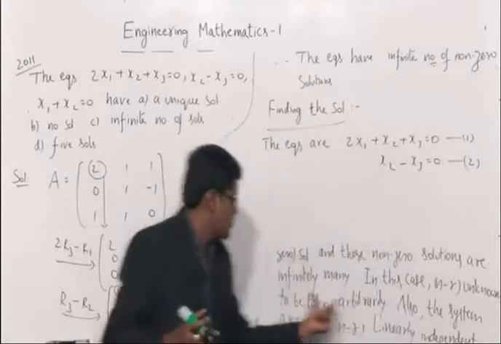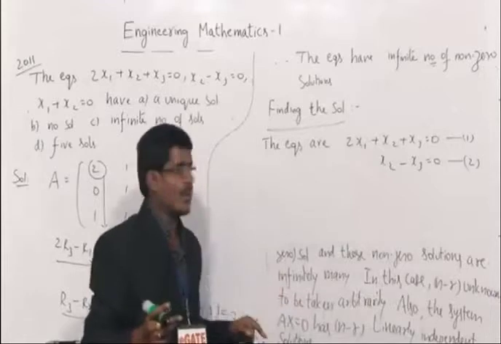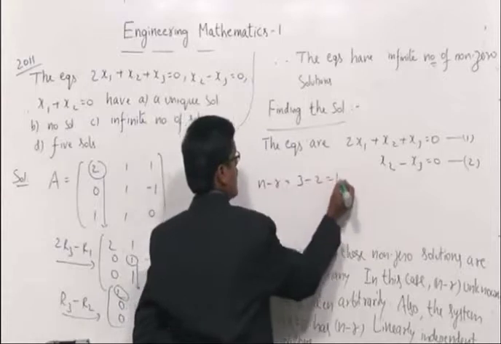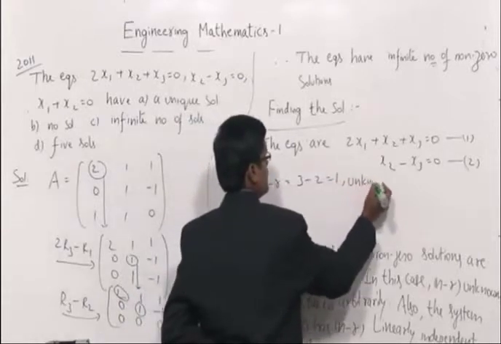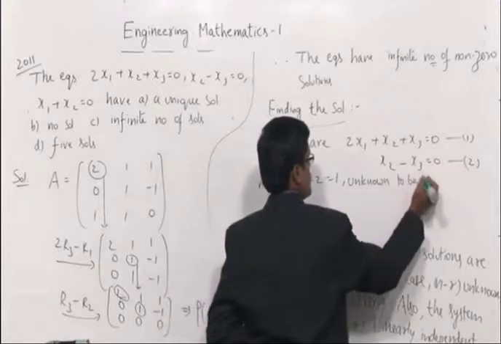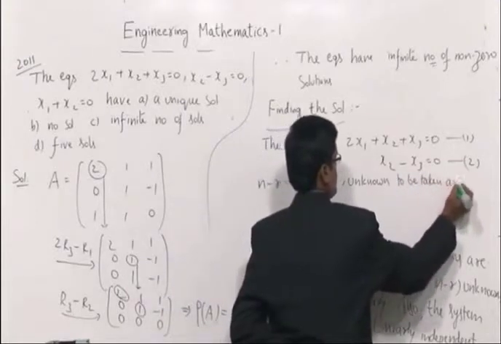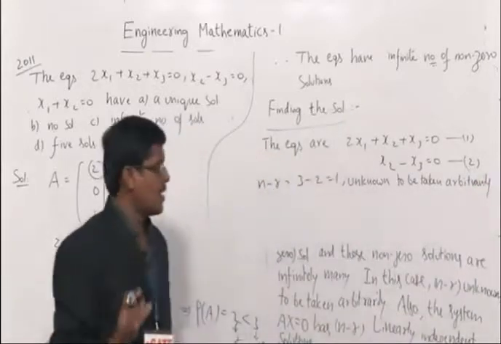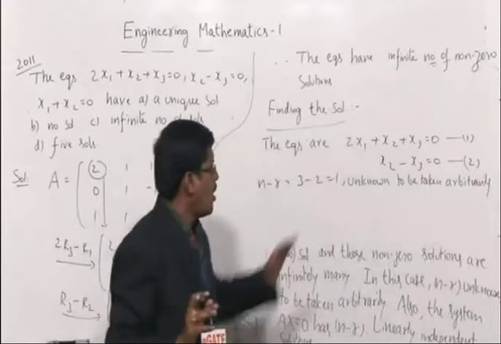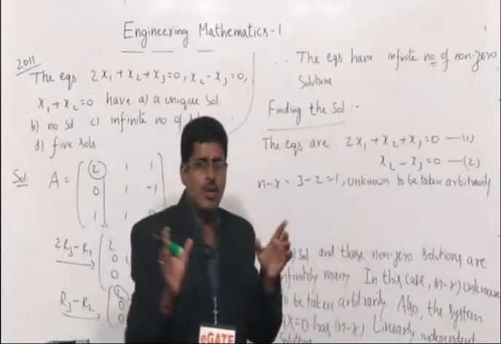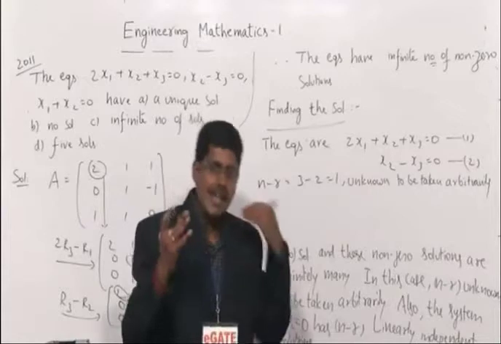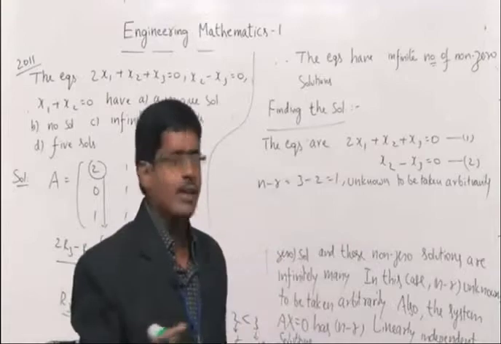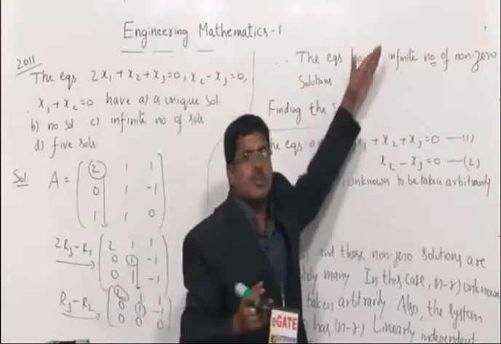Okay. So I told you in this case n minus r unknowns are to be taken arbitrarily. So n minus r, how much? 3 minus 2 is equal to 1. 1 unknown to be taken arbitrarily. Arbitrarily means don't put some number like x2 is equal to 1, x3 is equal to 0. Out of x1, x2, x3, any one unknown is equal to some k, say any arbitrary constant. That means k, a, l, any letter whatever you like. Then all others are obtained by backward substitution.